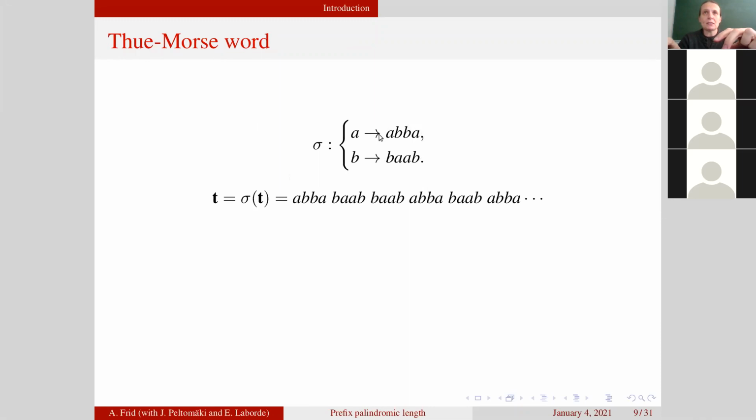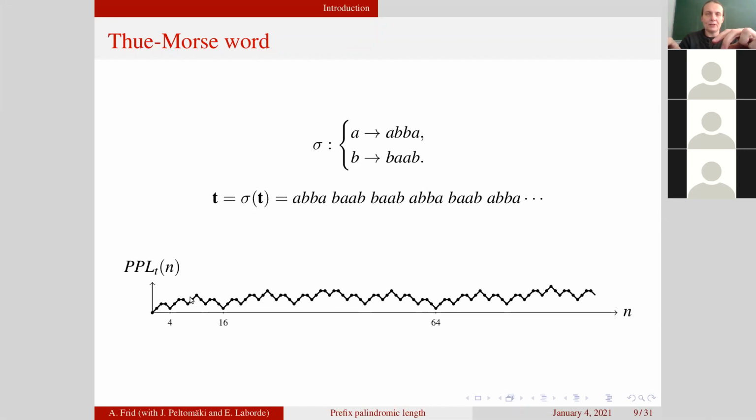Attention here, I define the Thue-Morse word as a fixed point of the square of the usual morphism. I prefer it because here the images are palindromes. It's much nicer. So we immediately see that the prefix of length four is a palindrome. Then we apply the morphism another time and we have the prefix of length 16, which is also a palindrome, and so on. If you draw the plot, we see immediately that the prefix palindromic length is equal to 1 at every power of 4. And then there is some growth, which is very slow, but probably the supremum is growing.